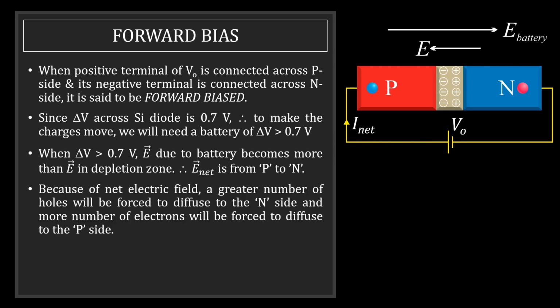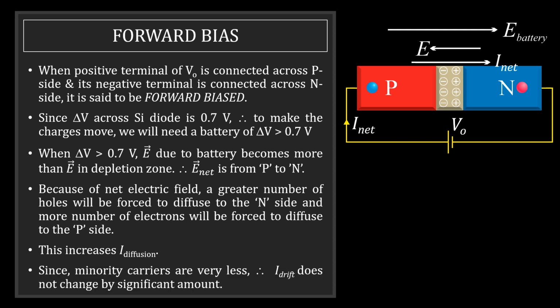Because the net electric field is to the right, the holes on the P side, which were not able to diffuse to the N side, will easily diffuse to the N side. And the electrons which were on the N side will diffuse to the P side. Now, because the holes have gone to the right, the current will be to the right. And because the electrons are going to the left, the current is going to be to the right. So, this is going to increase the diffusion current.